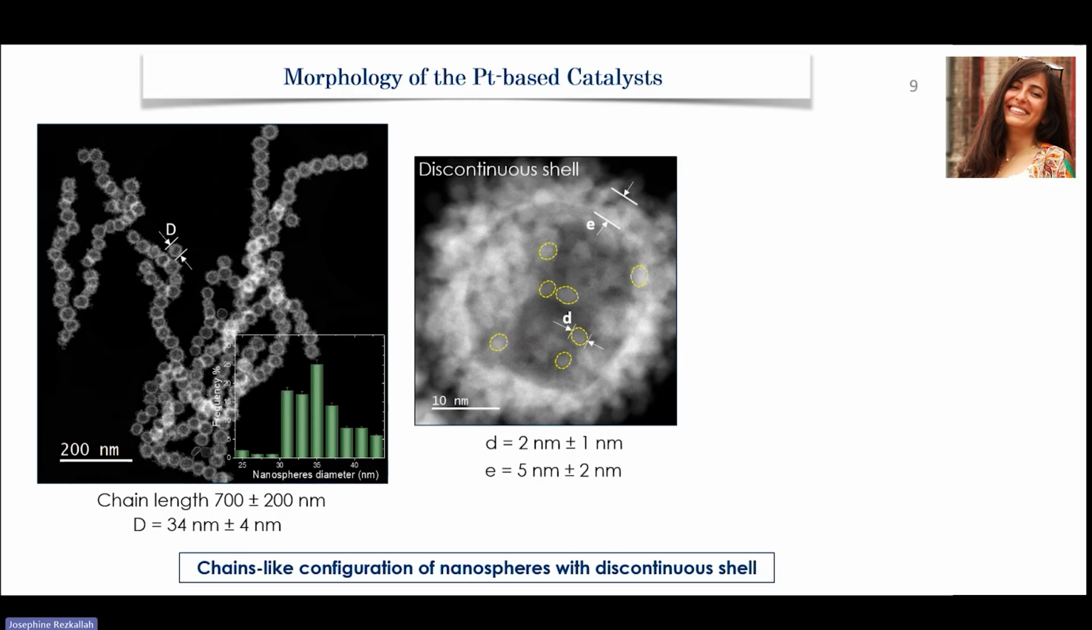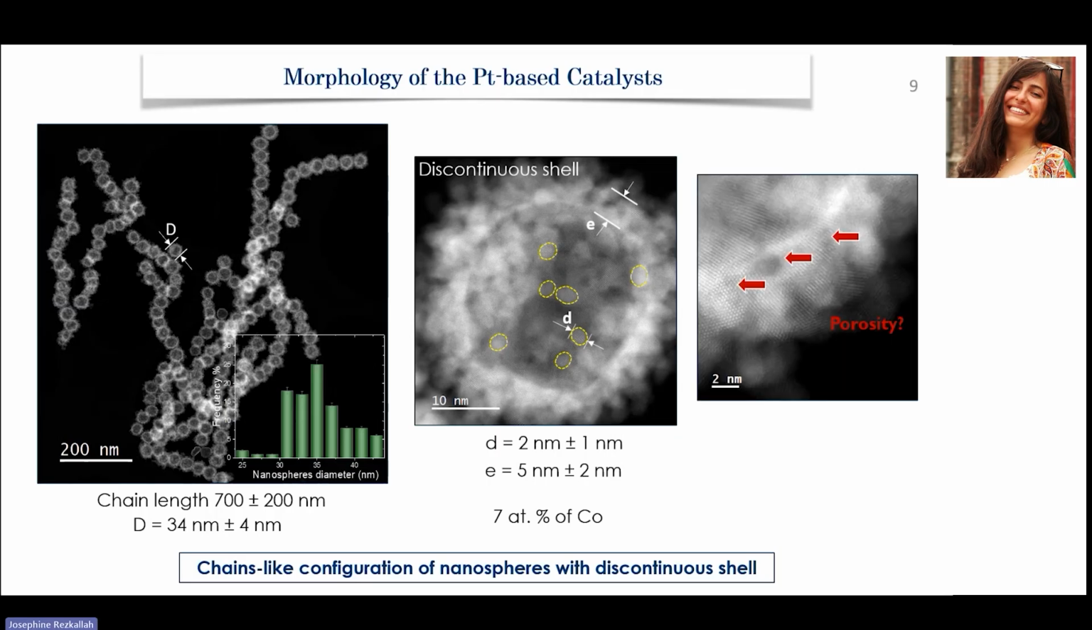there is any residual cobalt content. By collecting EDS spectra over several regions, we were able to determine an average cobalt content of about 7 atomic percent. These nanospheres present a central region that seemed to be empty or filled with far less condensed matter. A higher magnification of the shell shows some kind of porosity within it. So we will dig deeper into this complex 3D morphology of the shell later using electron tomography.